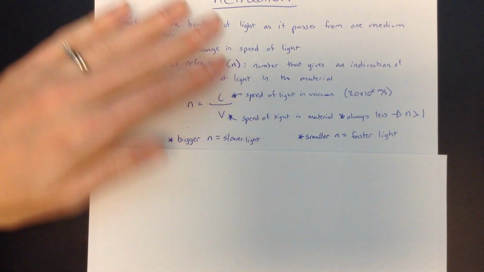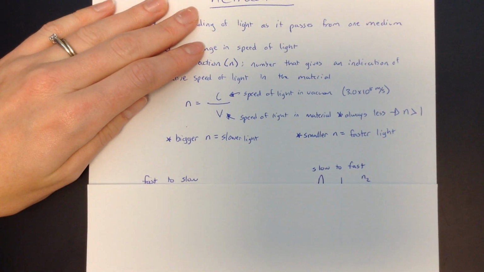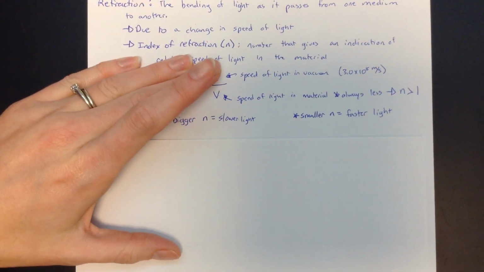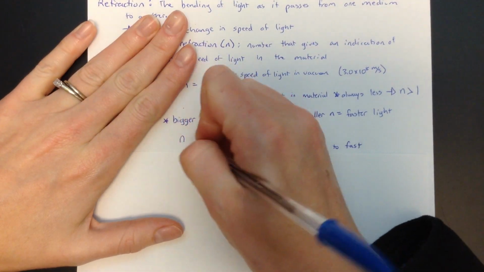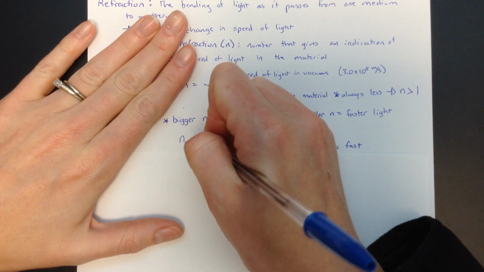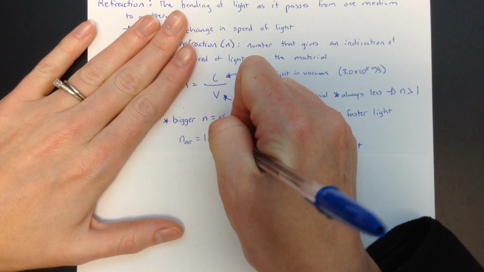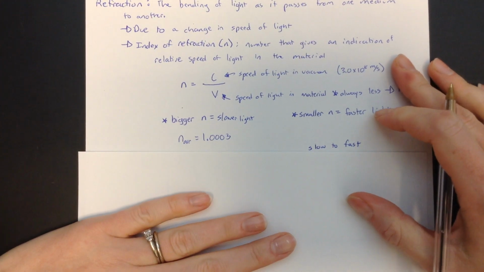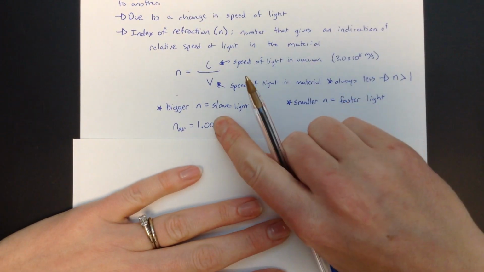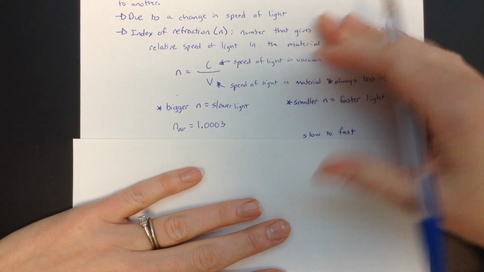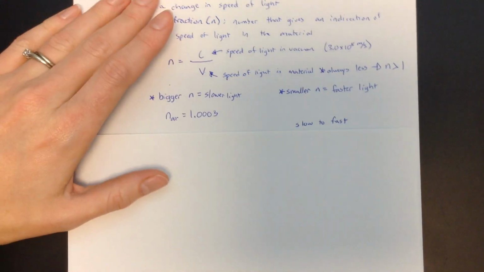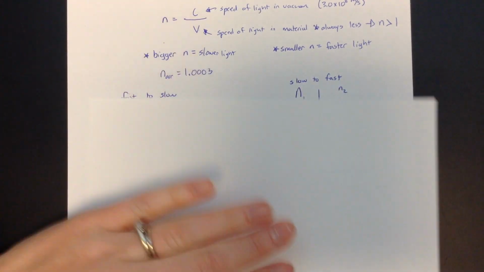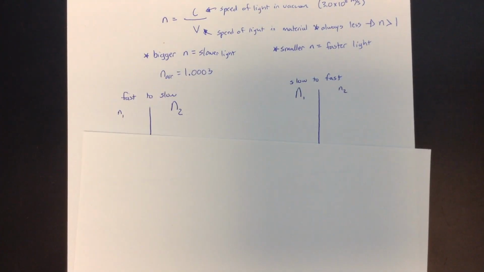So let's talk about what happens when it's going from fast to slow and slow to fast. Oh, and something useful, it's not always stated, but n of air is 1.0003. It's almost the same as a vacuum, so it's very close to 1. In fact, some people round that to 1, and that's fine. You can do it either way. I think in my calculations I used 1.003.